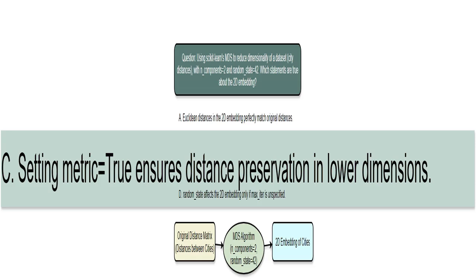This statement is a bit tricky. Setting metric in MDS tells the algorithm to try its best to keep the exact distances the same, even when we squish the data from many dimensions down to only 2. However, it doesn't guarantee perfect preservation. Some distortion is almost always inevitable when reducing dimensionality. It's like trying to flatten a perfectly round ball. You can't do it without some stretching or squeezing.